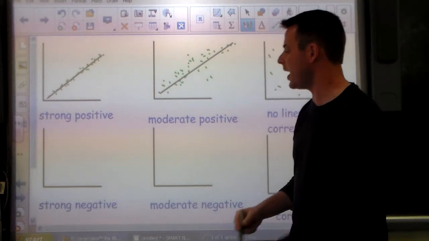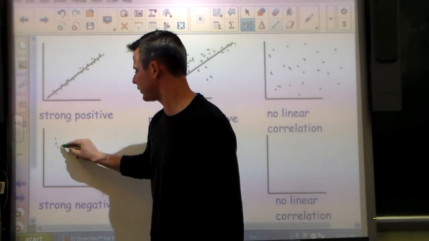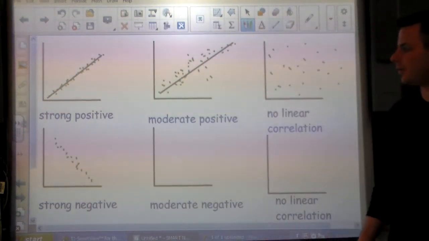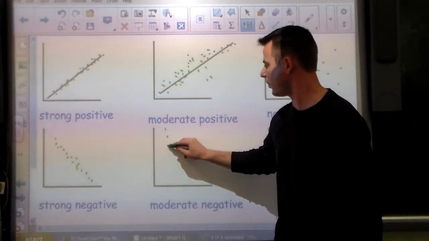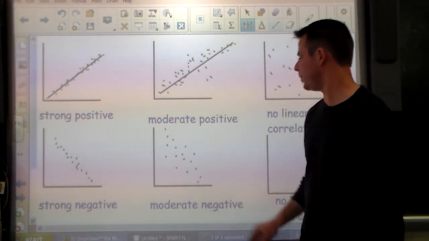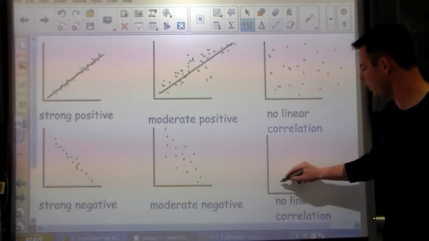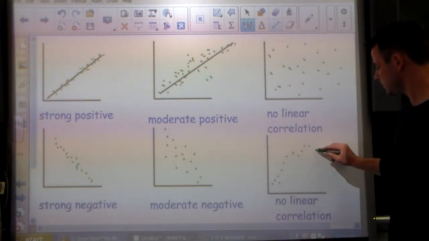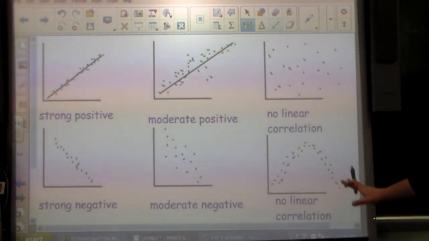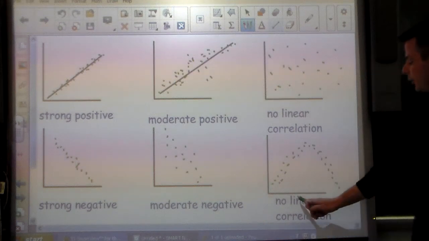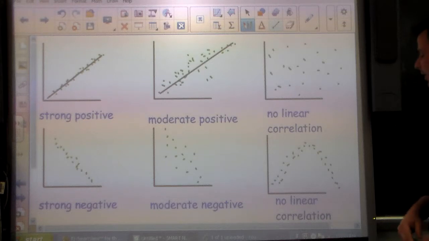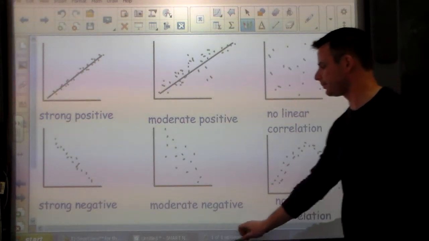So now we could also have negative correlations, and that's just the converse of what's going on in the previous. So there would be a strong negative linear correlation, a moderate negative would be like that, and no correlation would be something like that. Now, that doesn't mean there's no correlation. There's no linear correlation. That does look like the graph of something, and we'll investigate that in the future, but there's no linear correlation here.